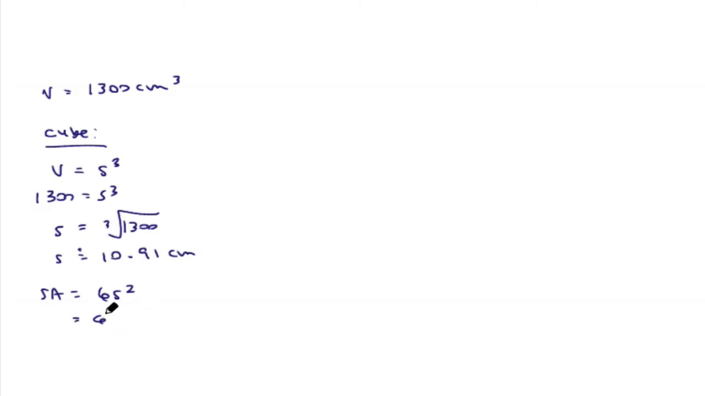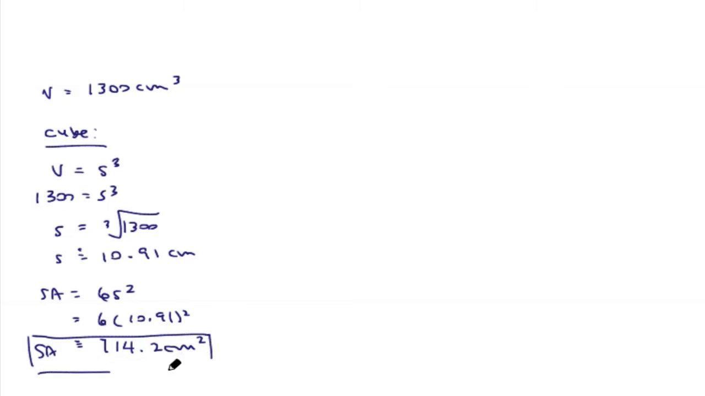Now the surface area of a cube is 6s squared. So let's plug in the side length we just found. We get surface area to be approximately 714.2 centimeters squared. Now let's do the cylinder and see if we can determine which one is larger.